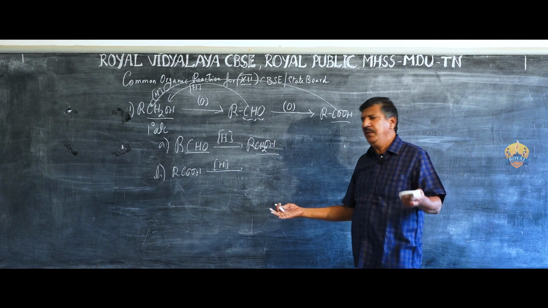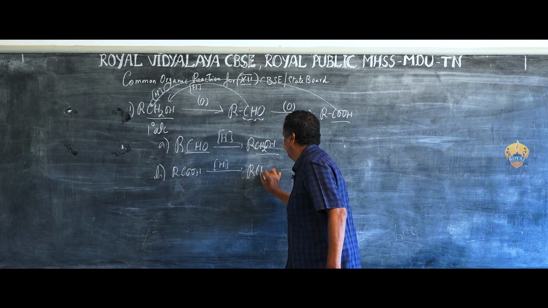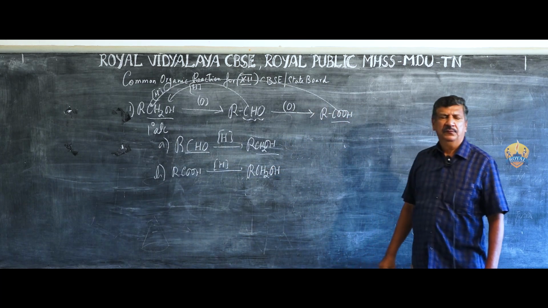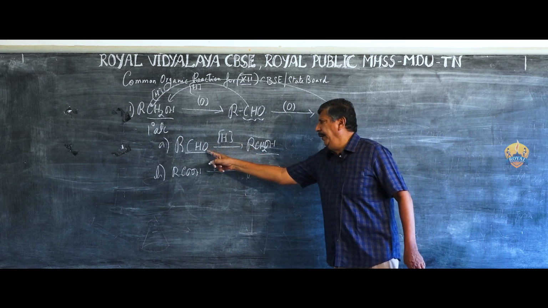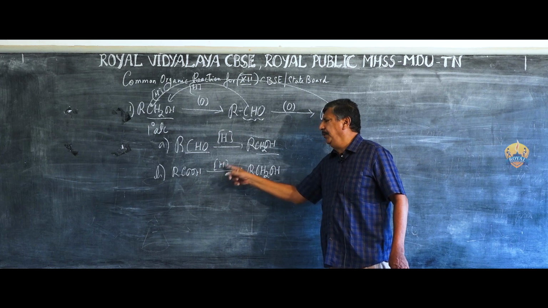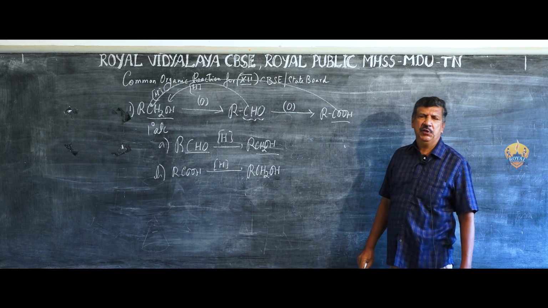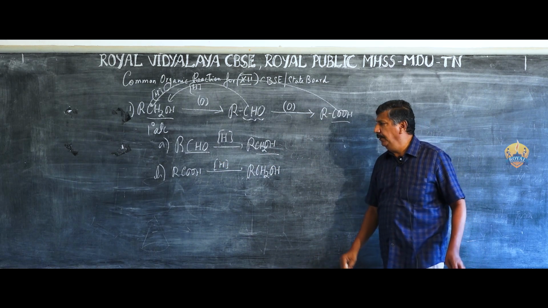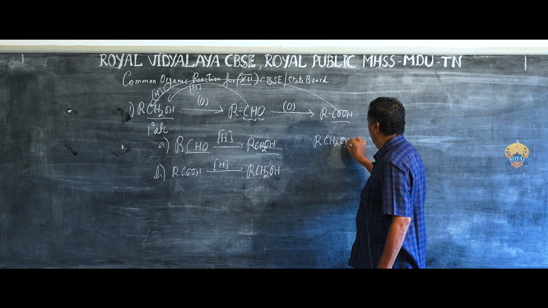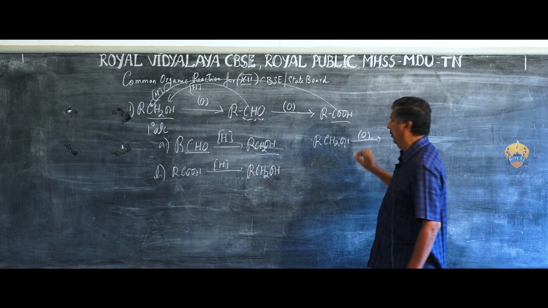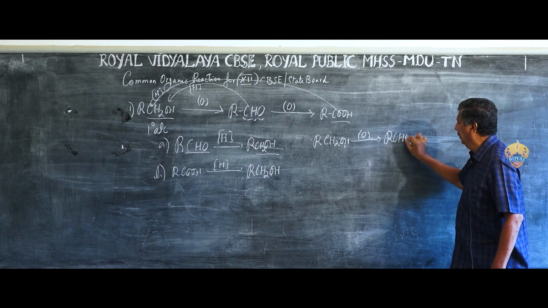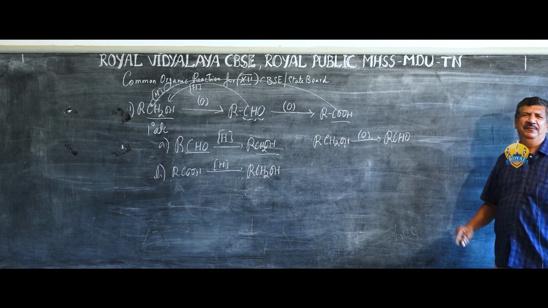So, what is my answer? This is my answer. So, aldehyde to primary alcohol and acid also on reduction gives primary alcohol. Okay. Next one, primary alcohol on oxidation, you want only the aldehyde. You don't want the next step.